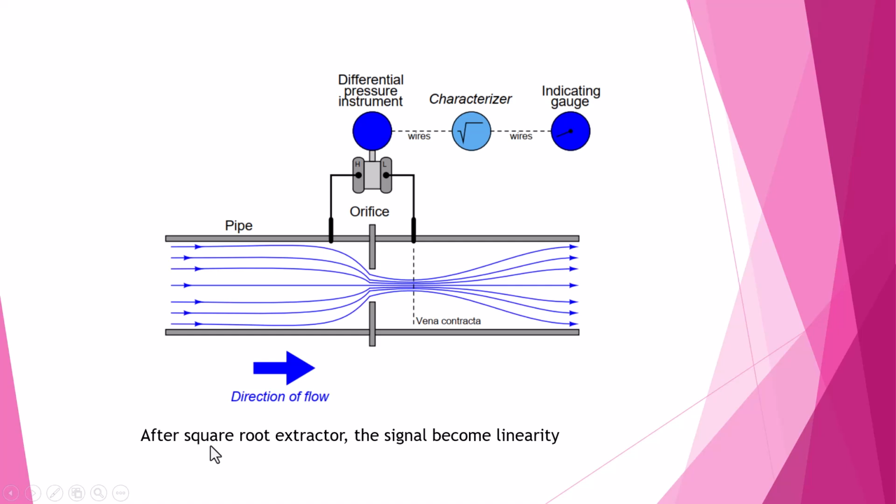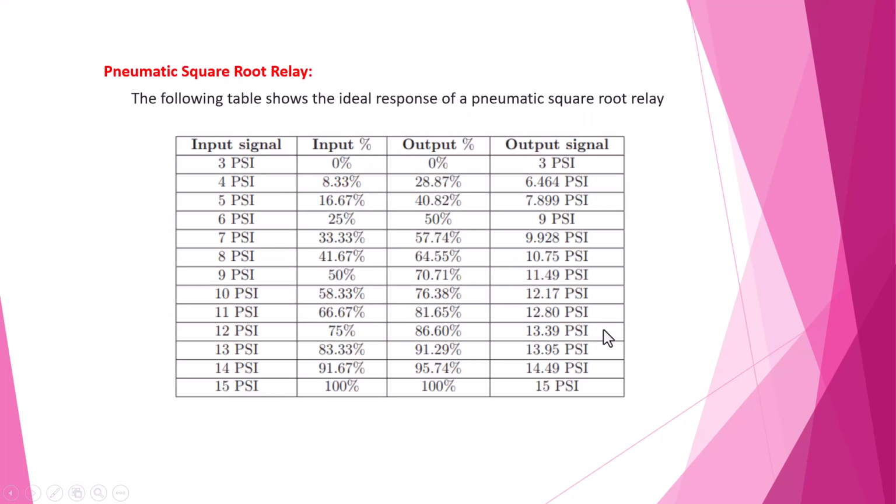After the square root extractor, the signal becomes linear. This is for a pneumatic square root relay. If you have 3 psi, after the square root it doesn't change. But 4 psi becomes 6 psi, and 7 psi becomes 9 psi. So it's not a linear relationship.